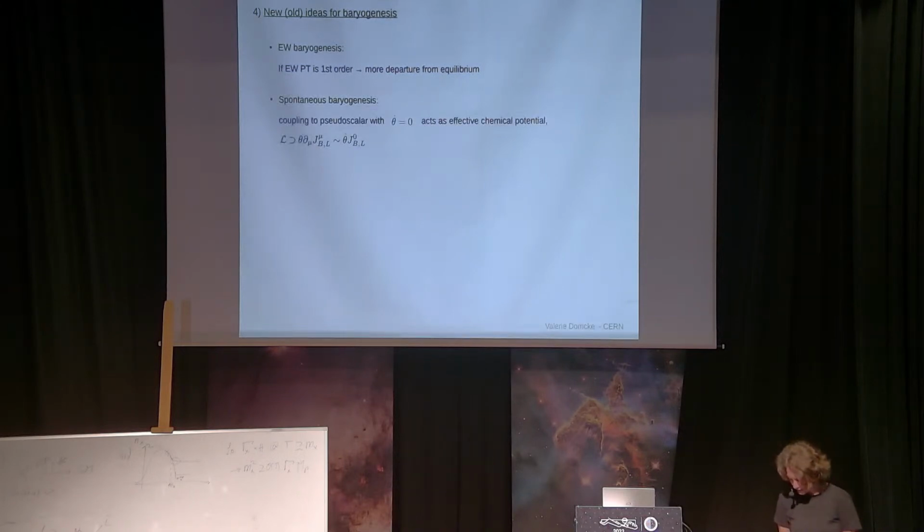Another idea that is actually pretty elegant is so-called spontaneous baryogenesis. Here, the idea is you introduce an extra particle, an extra field, which is an axion-like field. It doesn't have to be the QCD axion, it can be the QCD axion, but it's something which couples via a derivative coupling. So theta is my new field, and it couples via a derivative coupling to the currents. So here I've written a direct coupling to, say, baryon or lepton current.